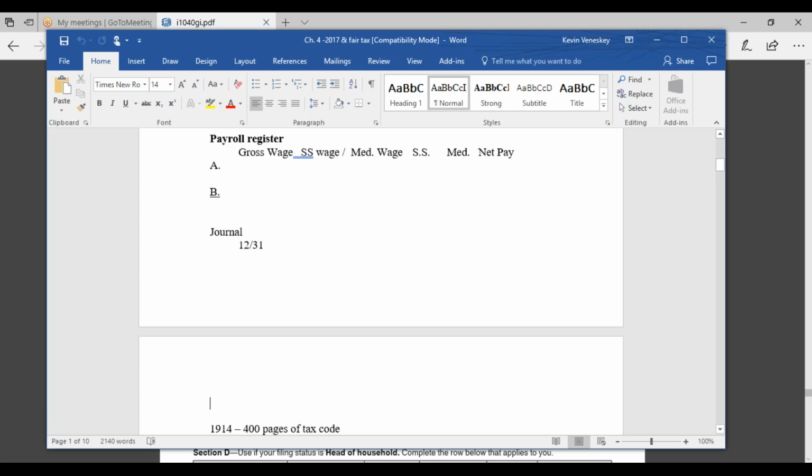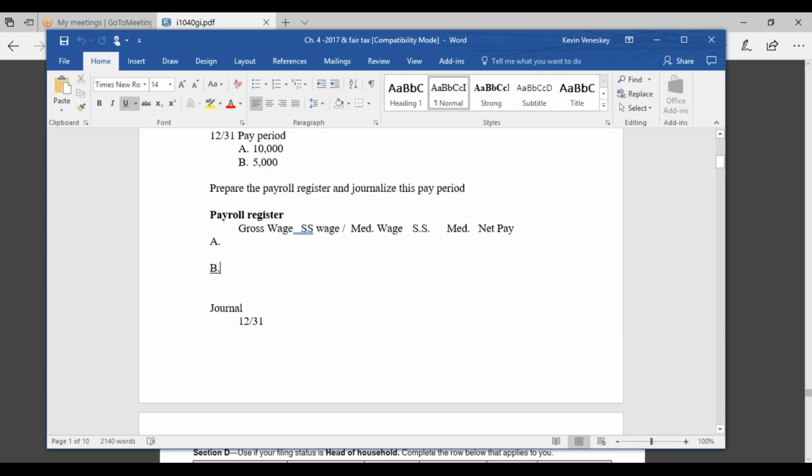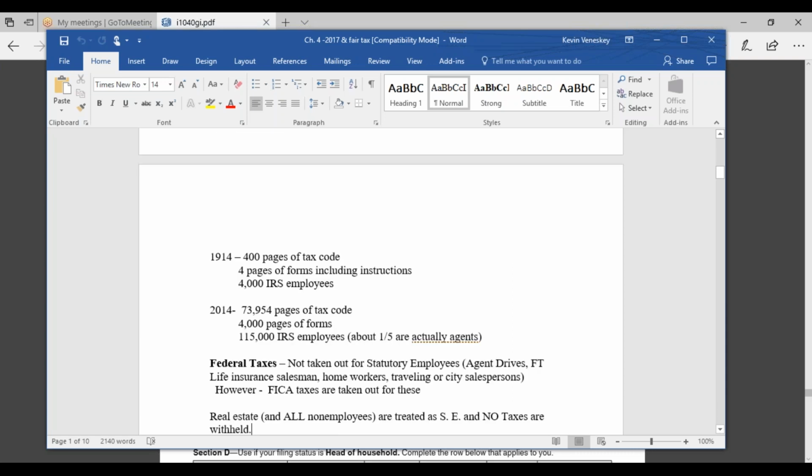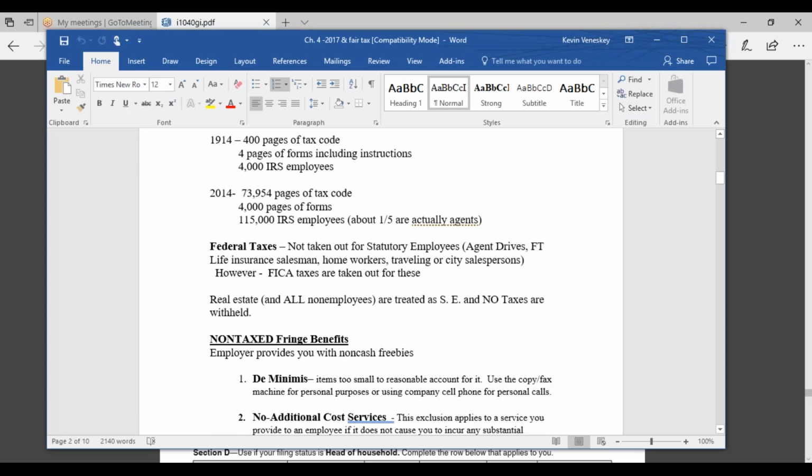If you want, you can go through the payroll register on how to do that. I'm going to skip through this for right now, and we're going to jump right into the federal taxes.